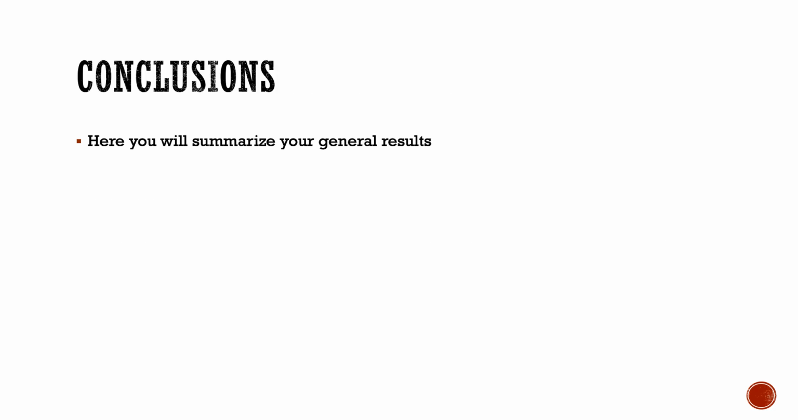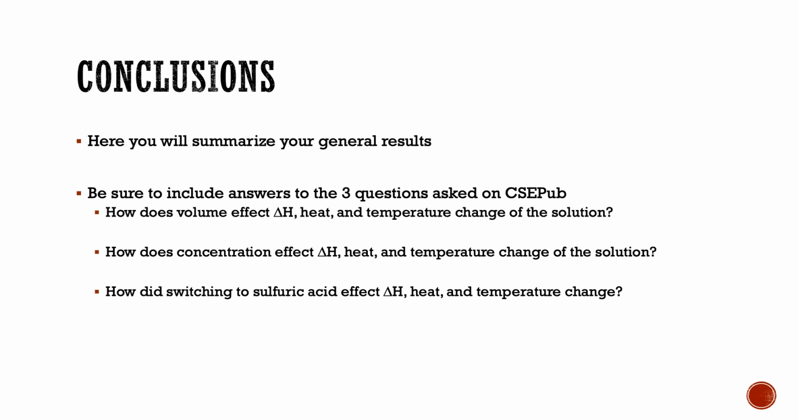Now, for this report, though, we're going to be doing most of that in the conclusions. We would like a summary of your general results. What are the end results that you saw? But in particular, what we want you to focus on is answering these 3 questions. How does volume impact heat, delta H, and temperature change? How does concentration of the acid and base you're mixing affect those same things? And how does switching sulfuric acid for hydrochloric acid change delta H, heat, and temperature change? We're really trying to get an understanding of what each of these different things is truly affected by.